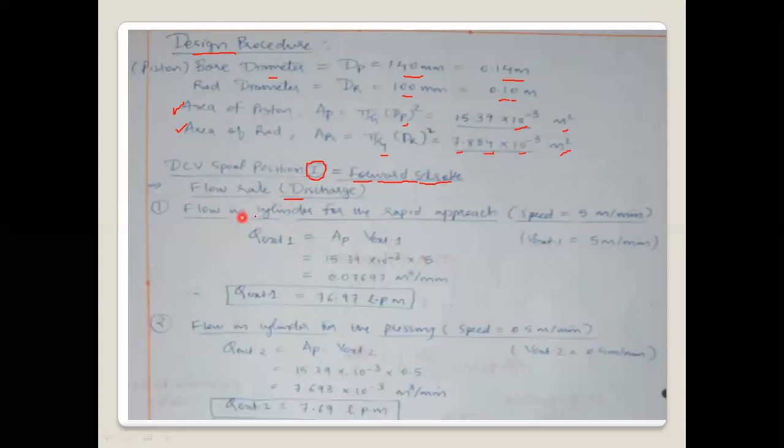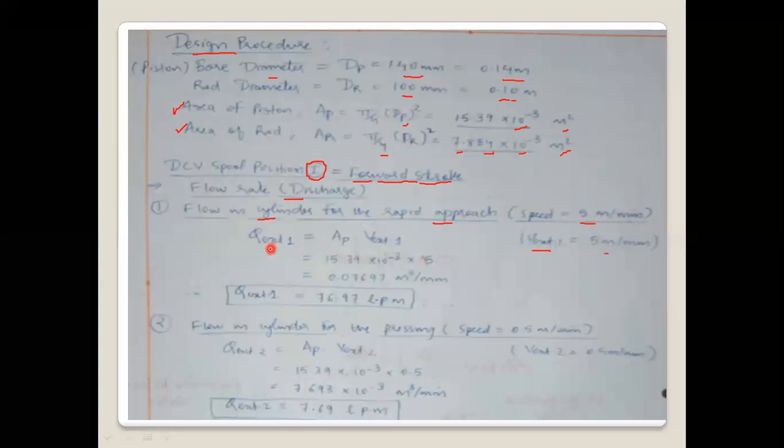So first, I will find the flow in the cylinder for the rapid approach, because for the forward stroke, we know that there are two approaches. One is the rapid approach where the velocity is high. Then whatever the press tool is there, it will come very fast. Afterwards, the next step is the pressing. So for the rapid approach, the speed is 5 meter per minute. So I will consider it as the V extension, velocity for extension part 1, that is 5 meter per minute.